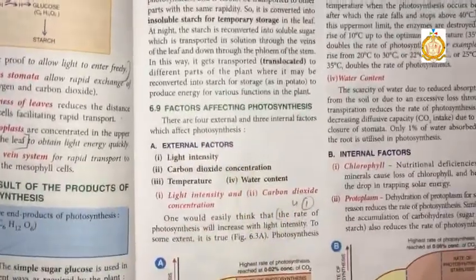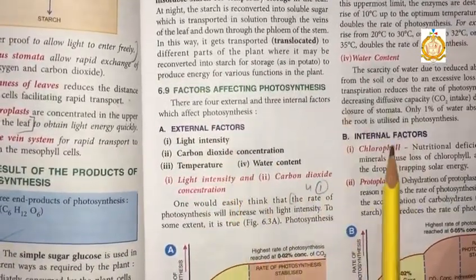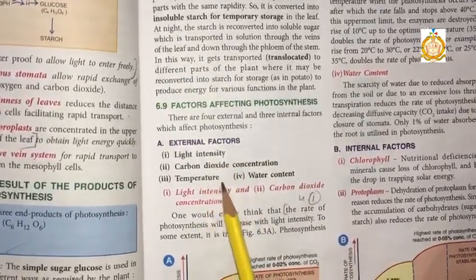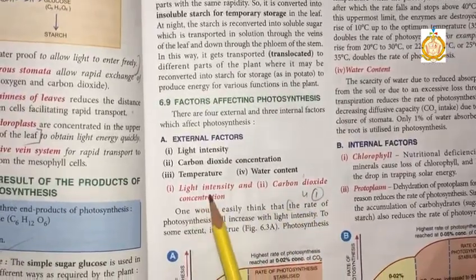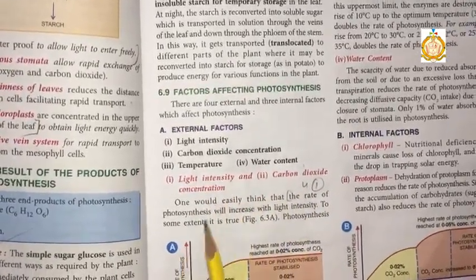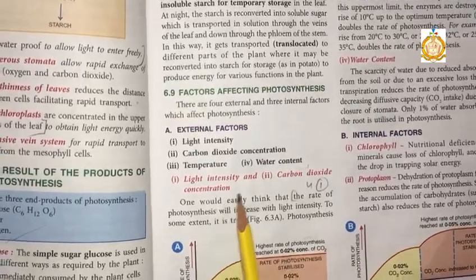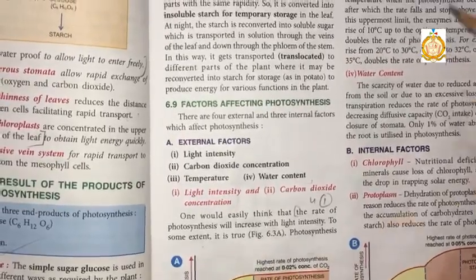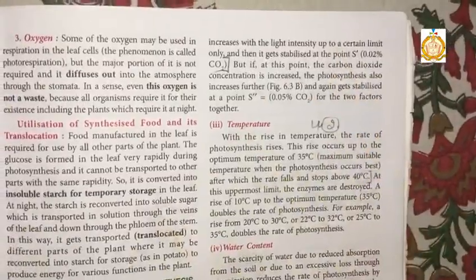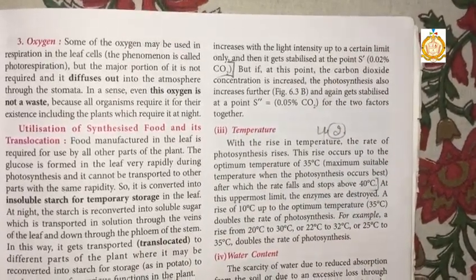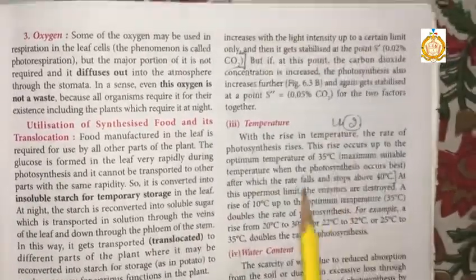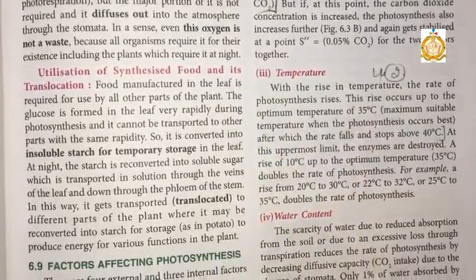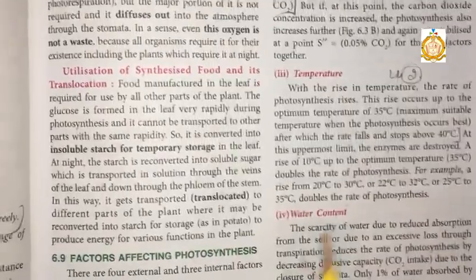Factors affecting the photosynthesis process. There are two types of factors: external factors and internal factors. External factors are light intensity, carbon dioxide concentration, temperature, and water content. Light intensity and carbon dioxide concentration: the more the light intensity and the more the concentration of carbon dioxide, the more the photosynthesis process. And the lesser the light intensity, the lesser the photosynthesis process.